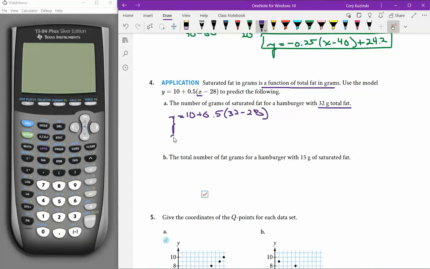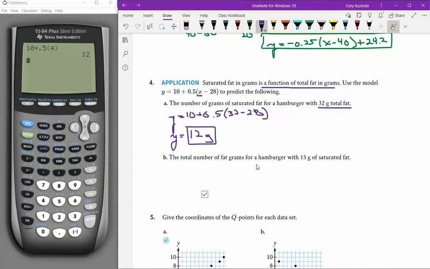And I think to speed things up, I'll use the calculator a little bit here. Back to our main screen. 10 plus 0.5 times 4. 32 minus 28 is 4. And that gives us 12. So 12 grams of saturated fat.